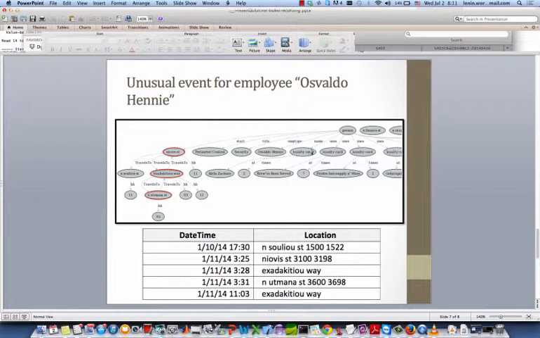And then the unusual event for the employee Osvaldo Eni. If you see this visualization, this person travels at 3 o'clock in the early morning. He spends a lot of time and travels between 3 o'clock and 11 a.m. Till this time he is found at Executive Way. So this is very suspicious, that he is traveling at this unusual time in an unusual place.